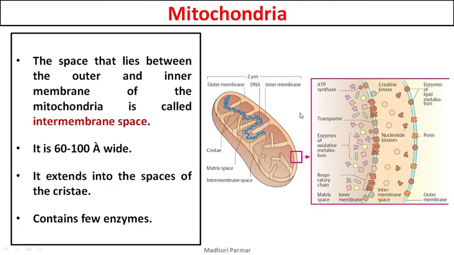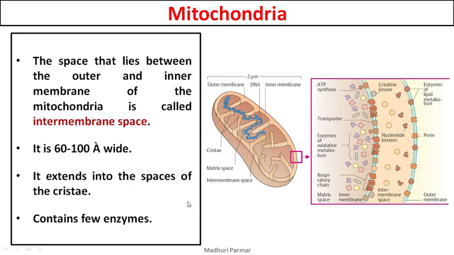Now we were talking about the outer and the inner membrane. Between these membranes, there is some space. So this you can see is the outer membrane, and this here is the inner membrane. The space between the two is called intermembrane space or perimitochondrial space. Here, whatever this light colored portion you are seeing is the intermembrane space. It is about 60 to 100 angstrom wide, and it extends into spaces of cristae. You can see that this intermembrane space is present even in between such cristae.